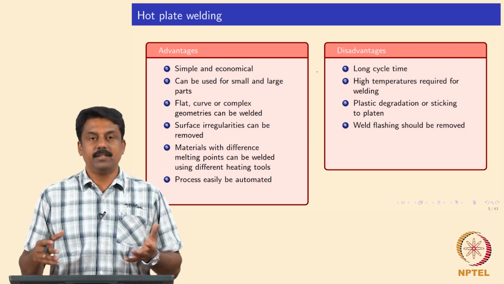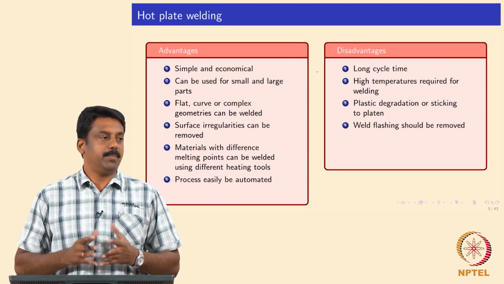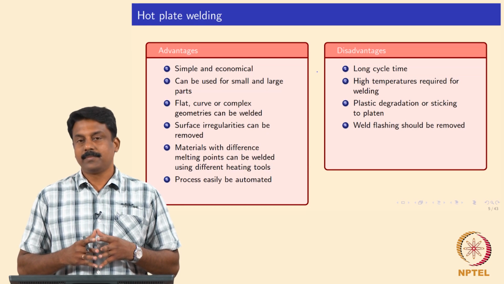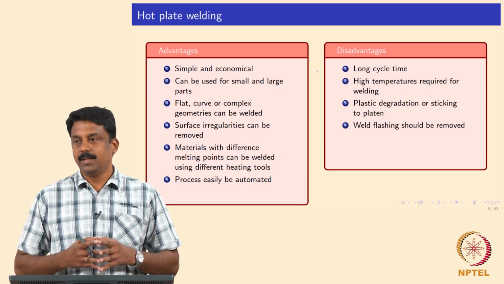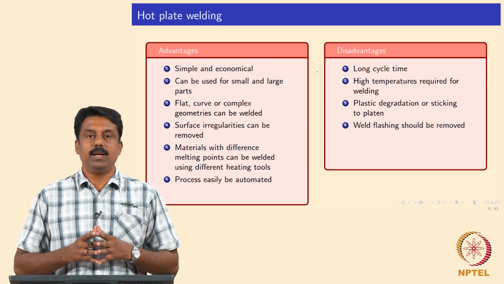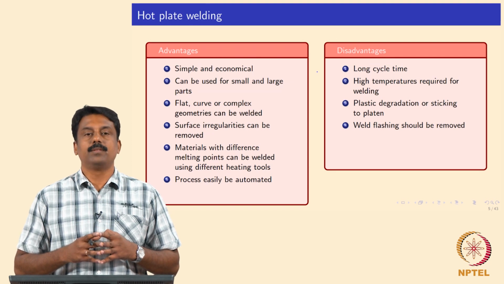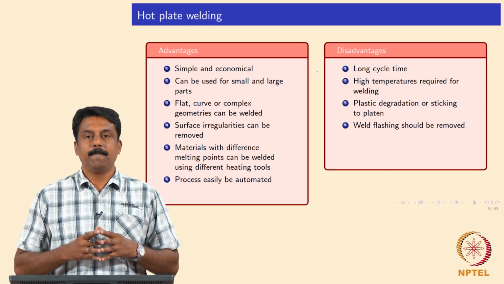So there are some disadvantages of this process. For example, you need a long cycle time, and high temperatures are required, and sometimes you generate fumes which are carcinogenic. When you melt and generate fumes of polymers, those fumes have to be properly recycled or captured and then sent out. Otherwise the polymer fumes are carcinogenic, right?